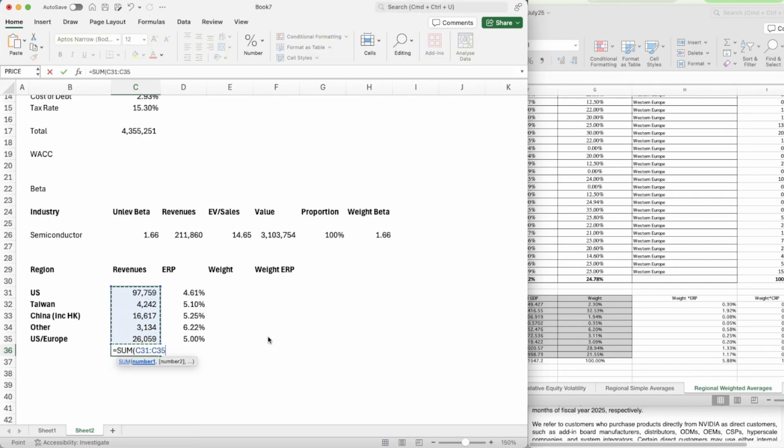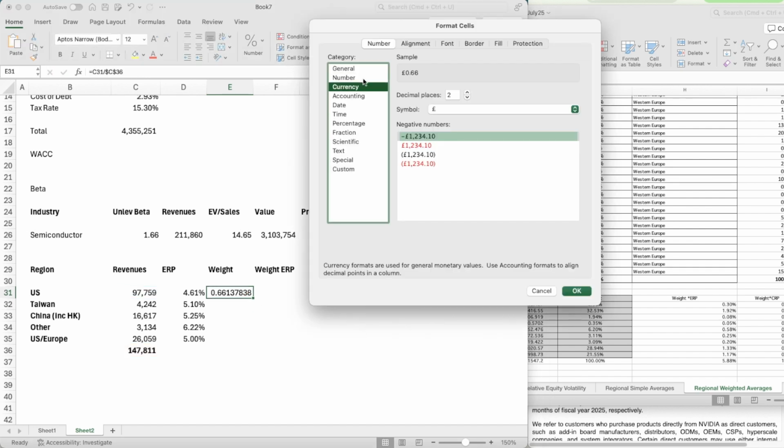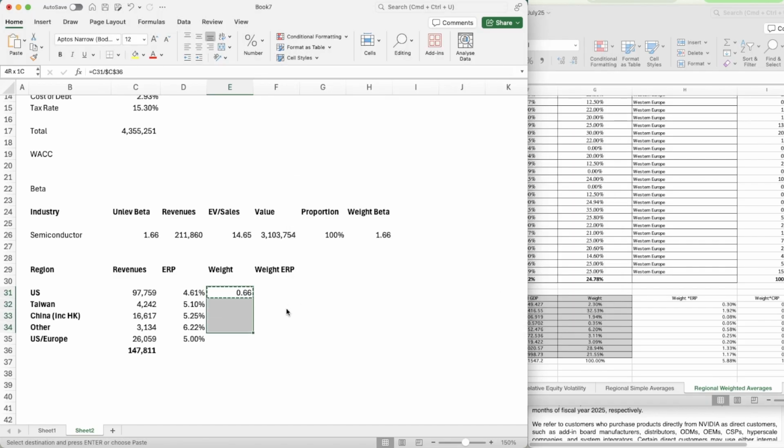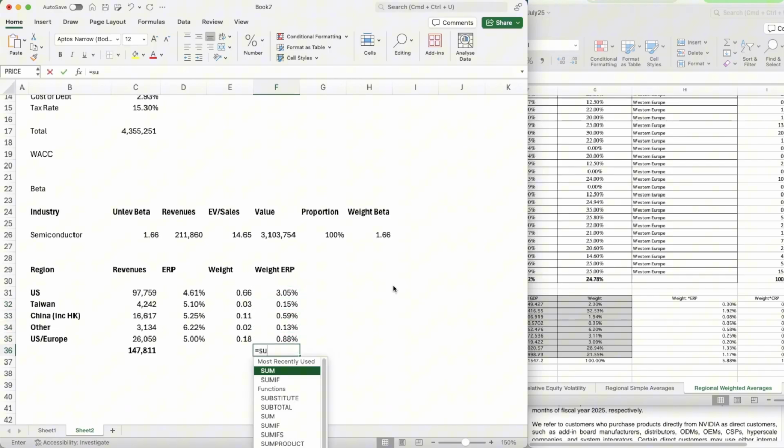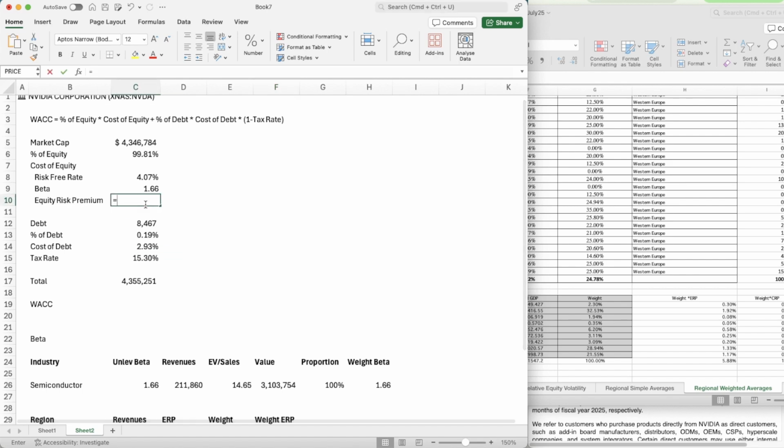So your revenues divided by the total. Lock in the total. Format this so it's only 2 decimal places. Now our weighted ERP is just our ERP multiplied by the weight. We want it as a percentage. Then just do the sum. There we have it, 4.8% as our ERP.